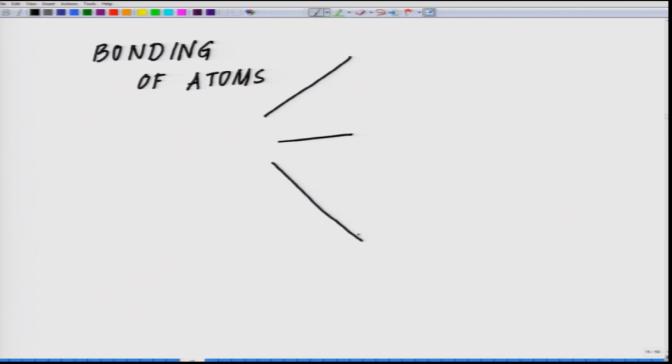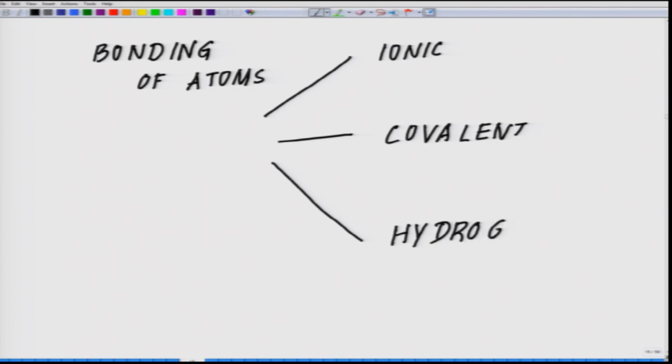Most of these atoms are bonded with each other by three different kinds of bonds. Bonding of atoms. Here I am just brushing the basics, because eventually while we go through the detailed course, all these things will come in very handy. So you will have the ionic bonds, where a full-fledged transfer of electrons takes place. Then you have the covalent bonds, and then you have the hydrogen bonds.